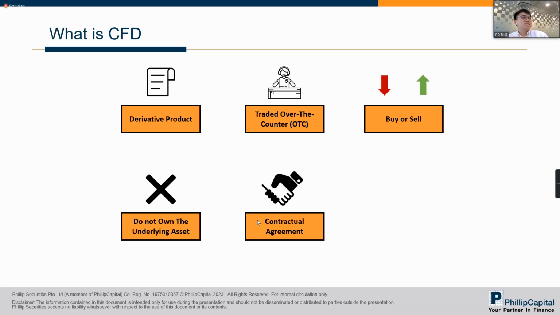This is what I mentioned just now: a derivative product traded over the counter. With CFD you can buy, sell or short sell, and once you put in the position, you do not own the underlying asset. It's just a contractual agreement between both parties, which is the buyer and the market maker, or the seller and the market maker.